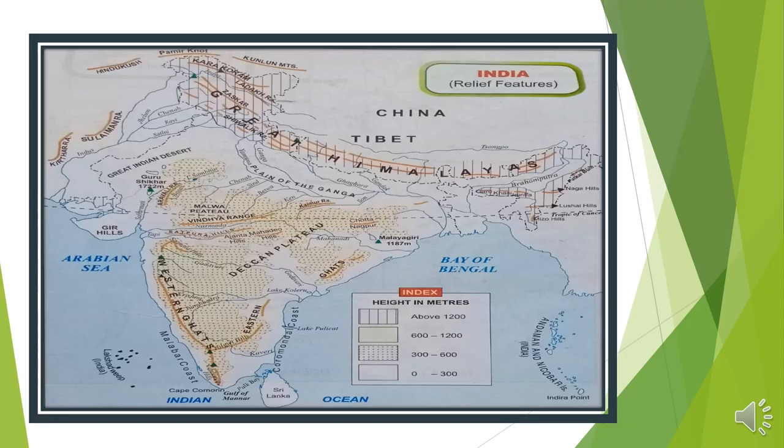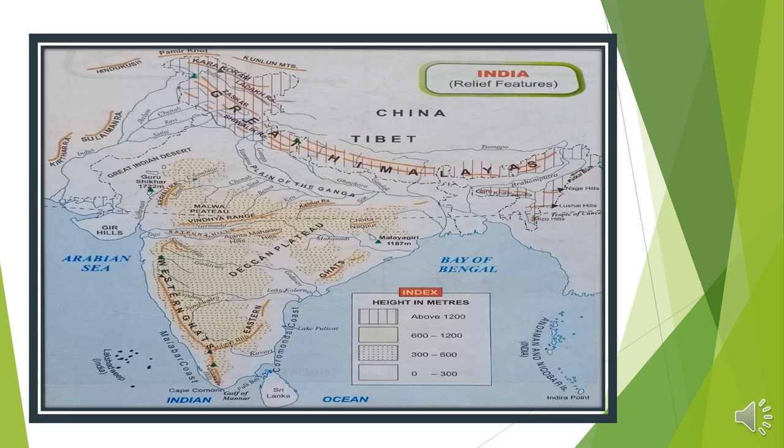The western coastal plain is divided into three sections. Mumbai to Goa is called Konkan, and the central part is called Kannad. Kannad means the part covered by Karnataka state, and Kannada is the language of Karnataka. The most southern part of the western coastal plain is the Malabar coast. So there are three sections of the western coastal plain.